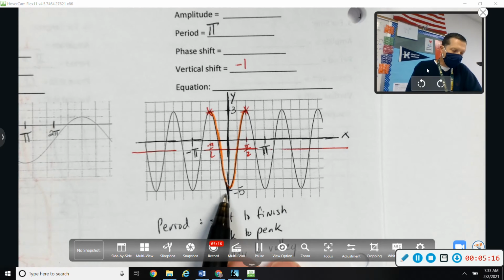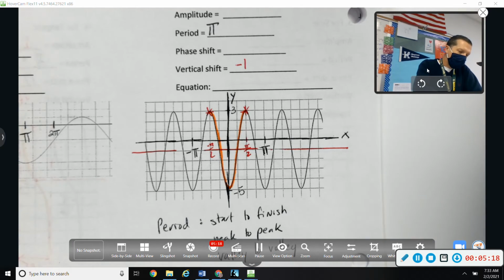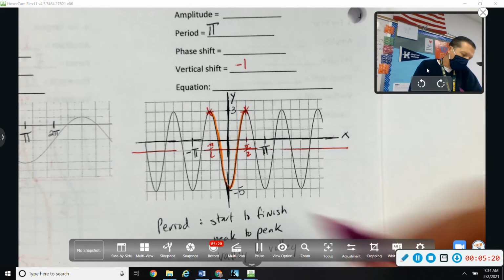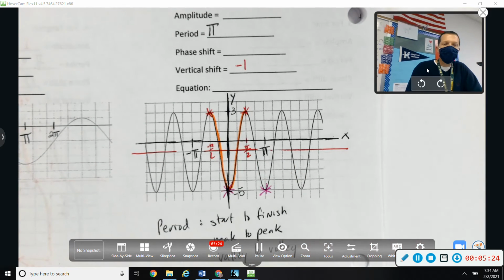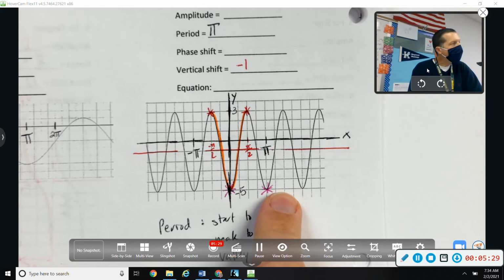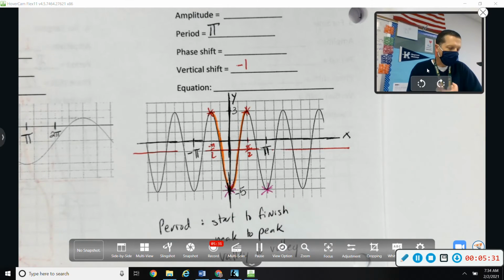For this one, it would be easy to go, it would also be easy to look from valley to valley, because the valley's on the axis, so it's pi away. So again, you can measure the period a bunch of different ways, but for this graph, you should always be getting pi.